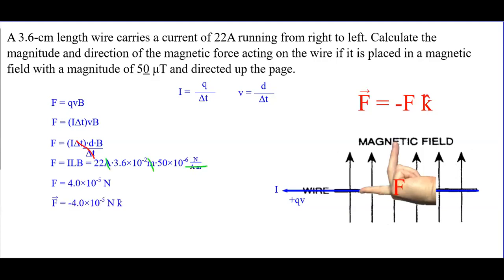Cancel out the units that don't need to be there, and you're basically left with 4 times 10 to the negative 5 newtons. And if you get the direction involved there, we know it's going in the negative Z direction. It's going into the page. So therefore, your force in vector notation is negative 4 times 10 to the negative 5 newtons.